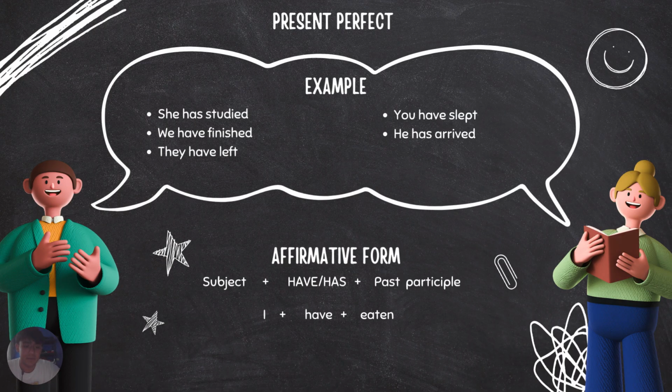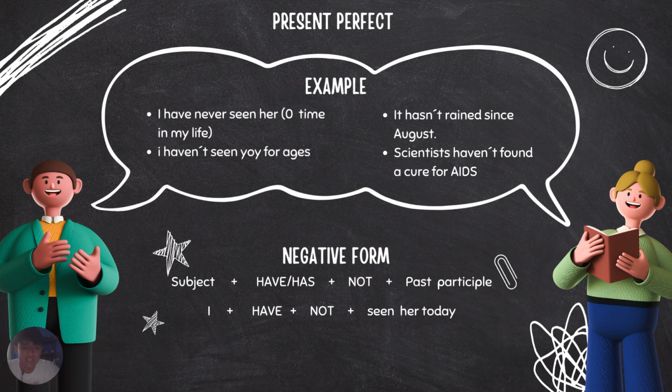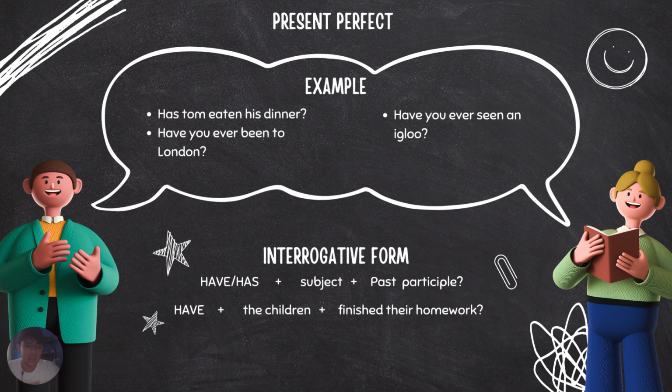This is the affirmative form. This is the negative form. To make negative sentences, we usually add the word not after have or has. And in the interrogative form, we use have or has at the beginning of the question.